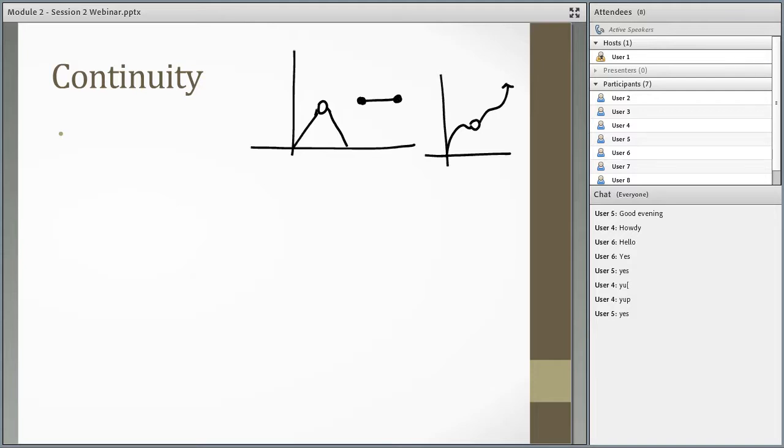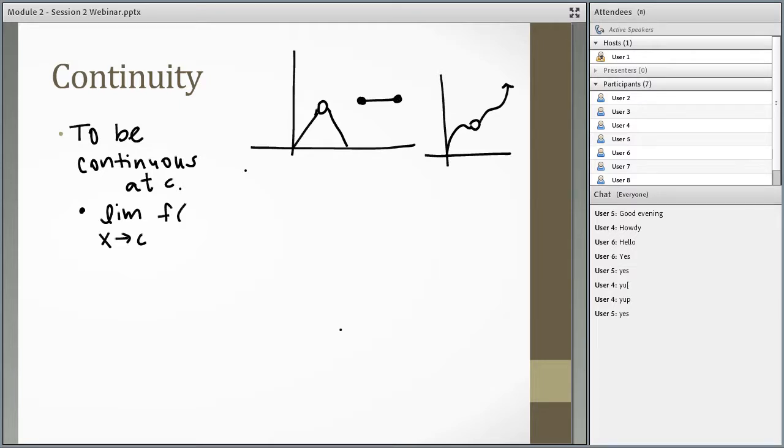So to be continuous, there's three criteria that have to be met. It doesn't really matter what order, but to be continuous at C, let me go ahead and write that. To be continuous at C, and C can be any value, the limit of the function as x approaches C must exist.